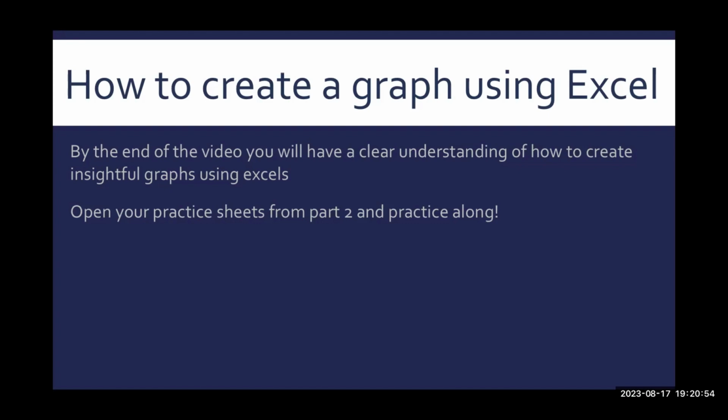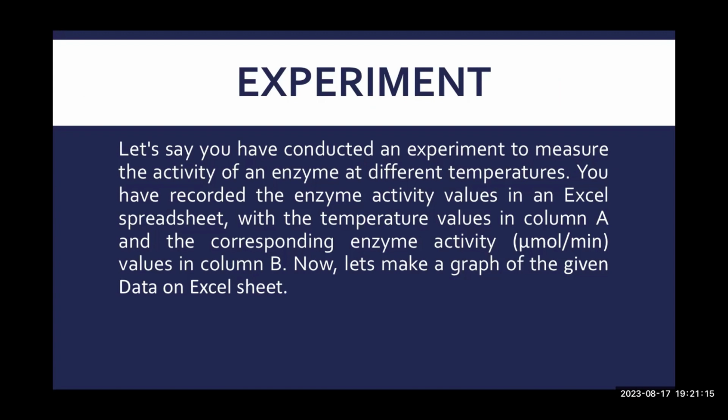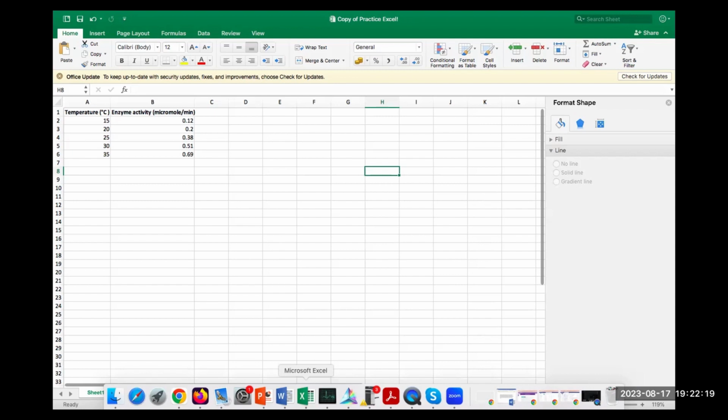So open your practice sheets from part 2. Let's say we have conducted an experiment to measure the activity of enzyme at different temperatures. You have recorded the enzyme activity values in an Excel spreadsheet with the temperature values in column A and the corresponding enzyme activity values in column B. Now, let's make a graph of the given data on the Excel sheet. Let's jump right in and get started.